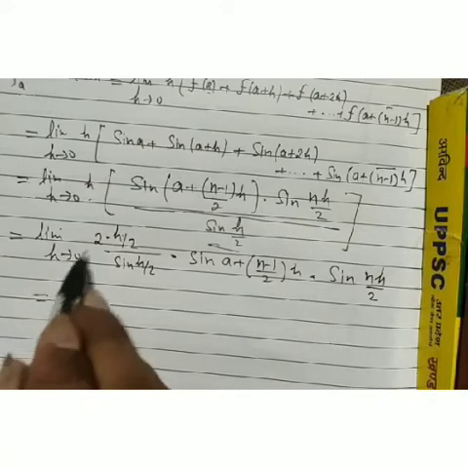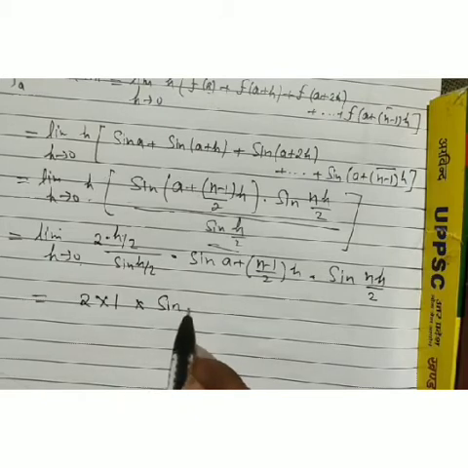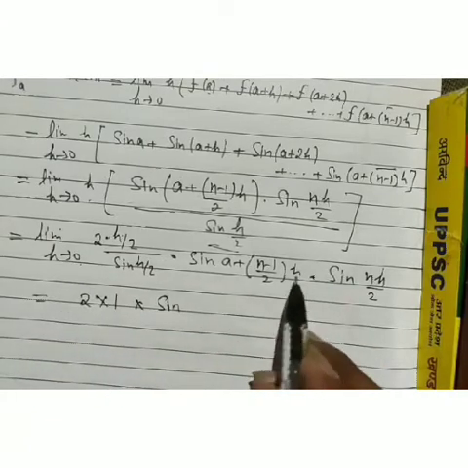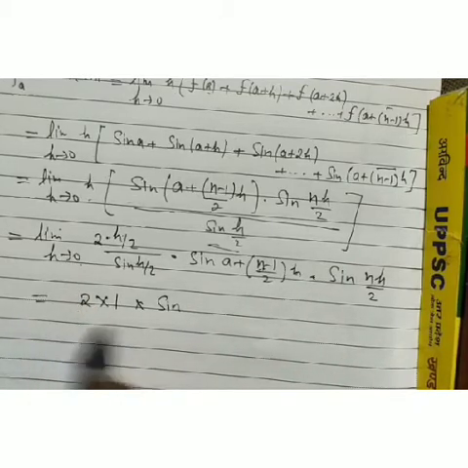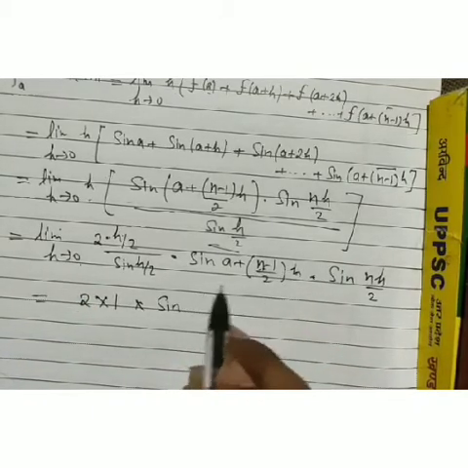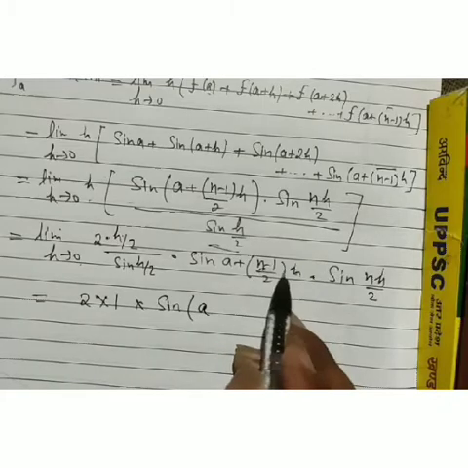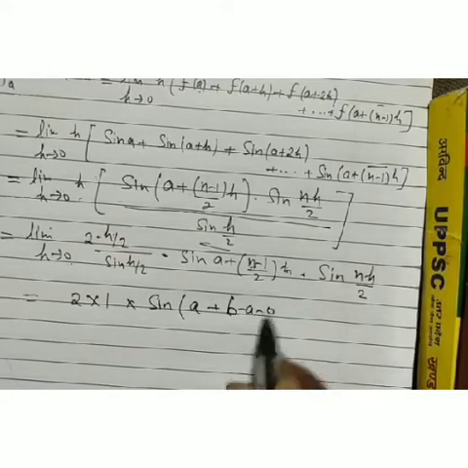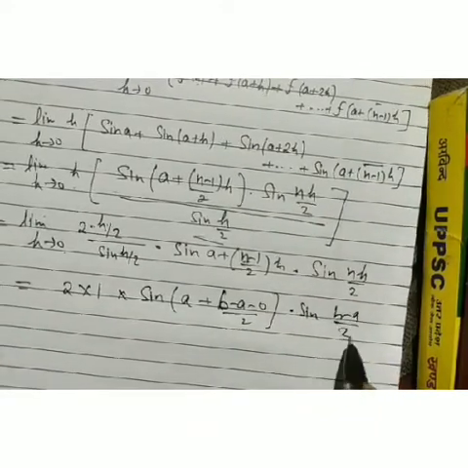Now then what we have, just we have 2 into 1 and into this part sin. When we are going to put the value of h as 0 there, then we take a multiple of nh there, because we have taken the limit there. Then we have nh minus h. Sin of a + (nh - h)/2. The value of nh is what? It's b minus a, and h is 0 there. Then (a + b - a - 0)/2, and here what we have? Sin, the value of nh is what? (b - a)/2.